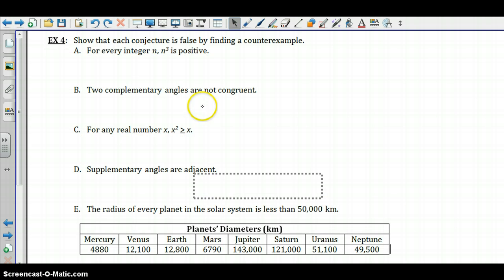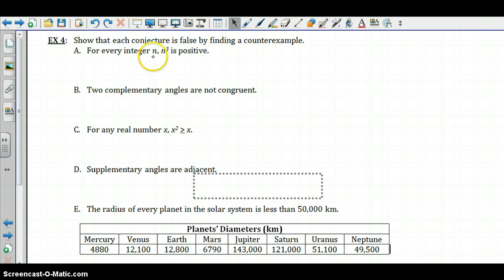So let's look at example 4. We're going to do all 4 pieces of this one at a time. Let's show that each of these conjectures is false by finding a counterexample. So here's our first one. For every integer n, n to the third power is positive. Well, integers, if you'll remember, are the numbers on the number line. -3, -4, 2, 7. Those are all random numbers that are on the number line.